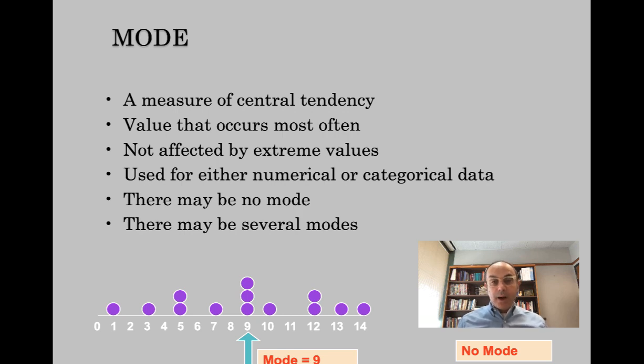And the last part is the mode. It is the value that occurs most often, and it is not affected by extreme values. And it can be either numerical or categorical data.